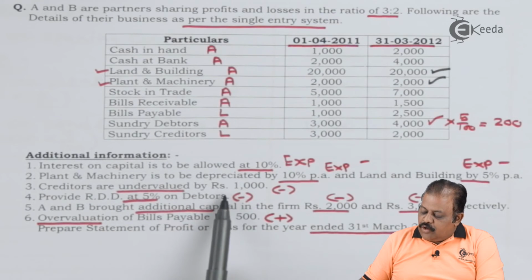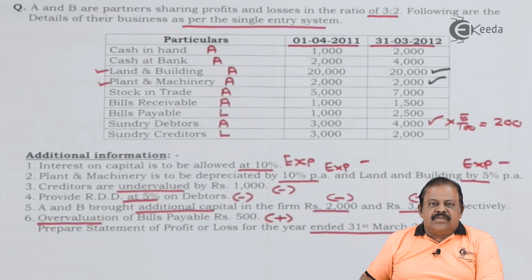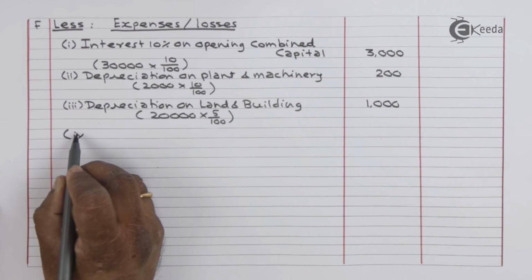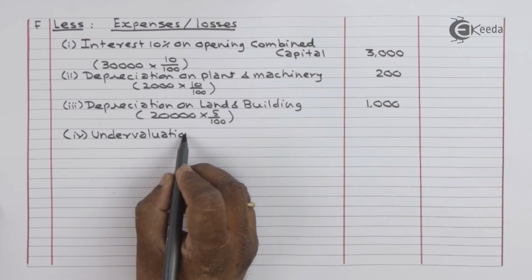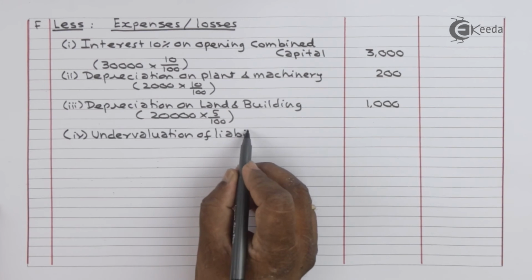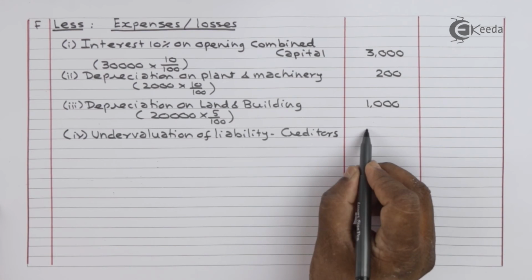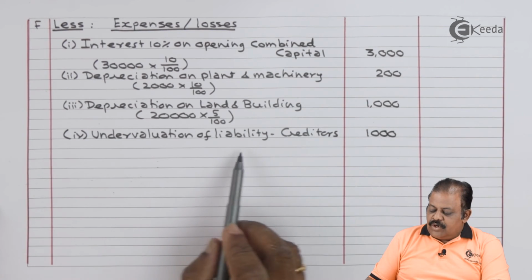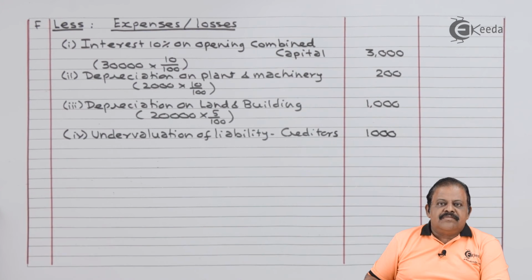Creditors are undervalued by rupees 1,000. Creditor is a liability which is taken less by rupees 1,000. After correction, this liability will increase, which is a loss for the business. Undervaluation of liability, creditors, this will be deducted rupees 1,000.